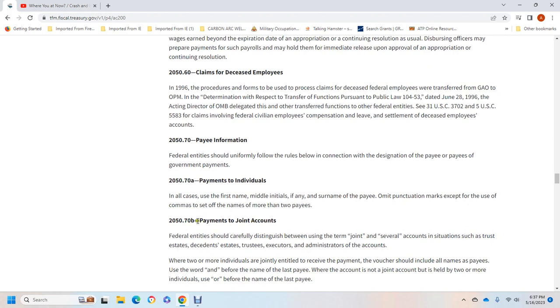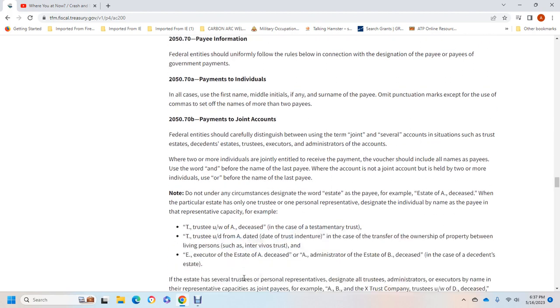2050-70B: For payment of a joint account, federal entities should carefully distinguish between the use of the terms joint and several account, trust account, situations of the trust, the descendant's estate, the trustee, the executor or administrator of the account. Where two individuals are jointly entitled to receipt of the payment, the voucher shall include the names of all payees, using the word "and" before the name of the last payee, where the account is not a joint account but is held by two or more individuals.